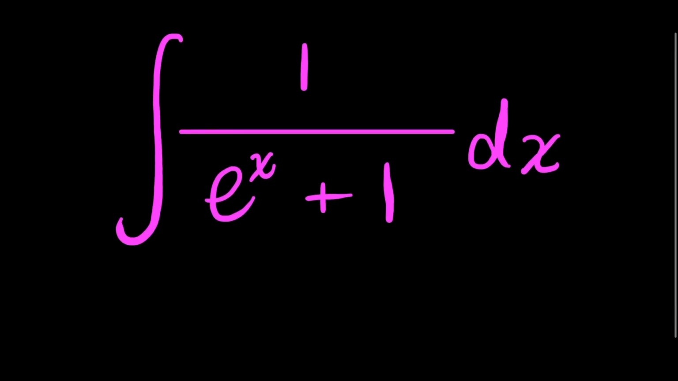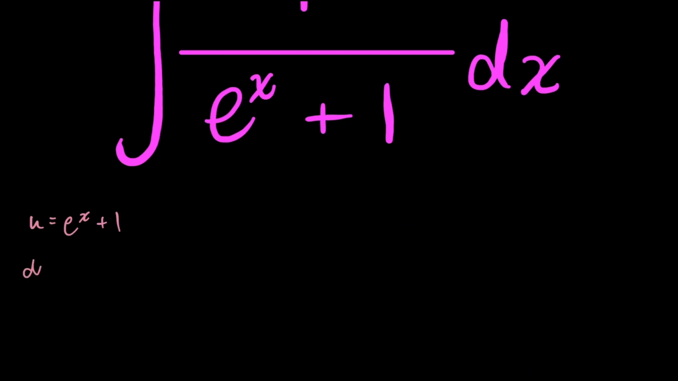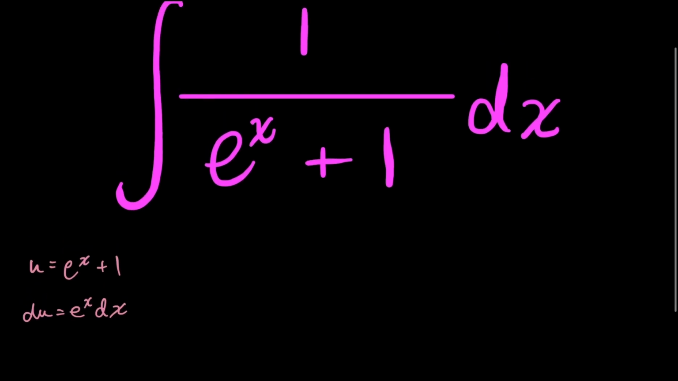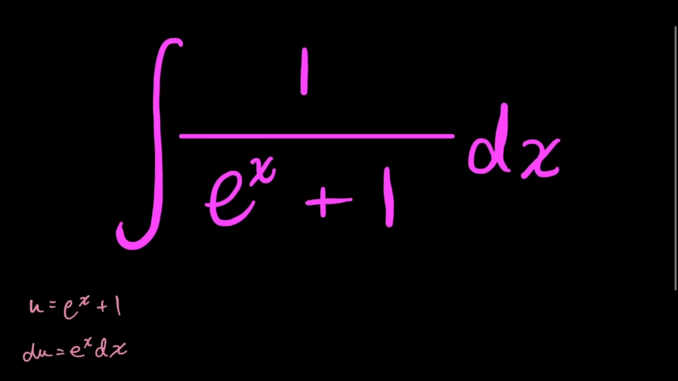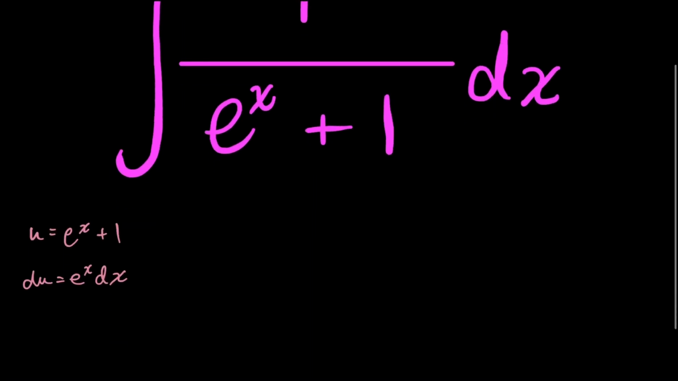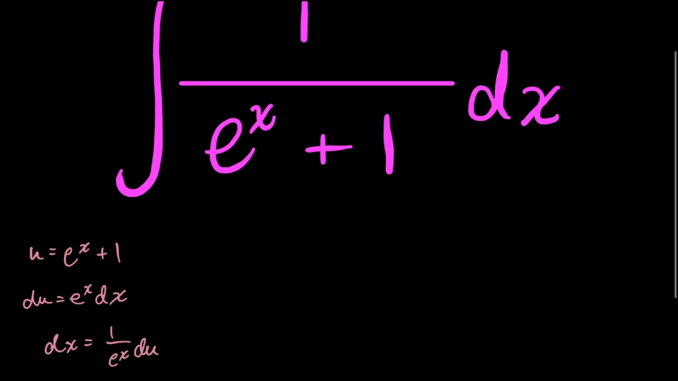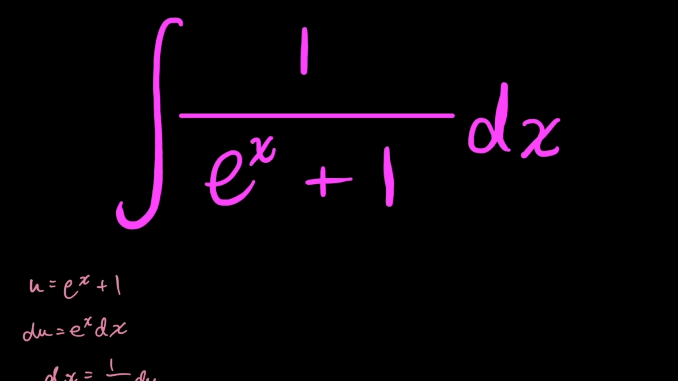I think the most straightforward method would be to set the entire denominator as u. So that's what I'm going to do. And then the derivative of this would be e to the x dx. Now here's where we run into some issue. My du term is not something that I could easily integrate. So my dx is 1 over e to the x du, and that doesn't match up with what I have in here.